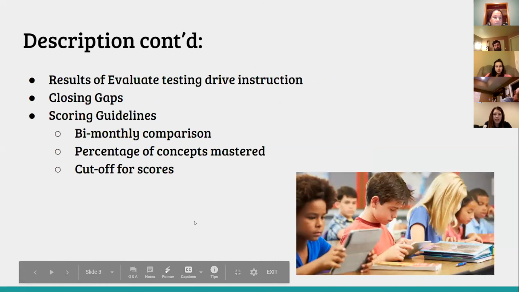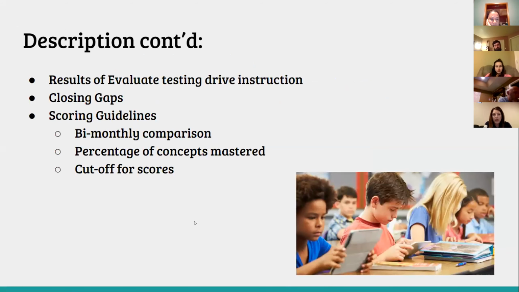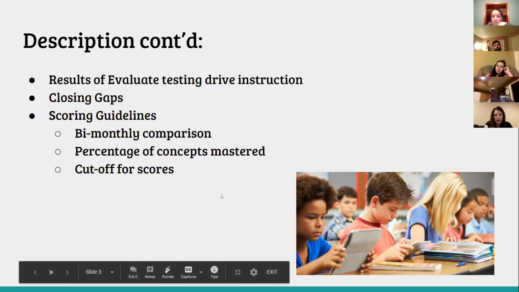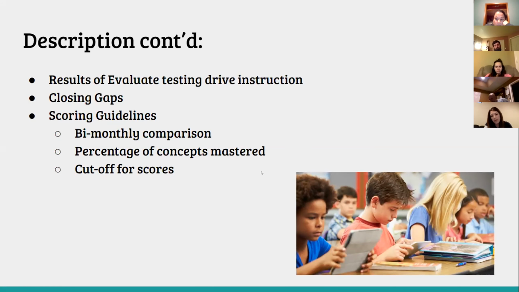The results of the Evaluate testing drive instruction. We do Evaluate testing K through 12, actually, I think, or K through high school at some point. They take it monthly, and we use it to close the gaps in their learning. And you're able to compare the results bi-monthly. So you'll see in my data it was November compared to January, or it would be December compared to February. Every other month tests the same standards. And then it will show the percentage of the concepts mastered. And then the cutoffs are similar to the MAP test with below basic, basic, proficient, advanced.